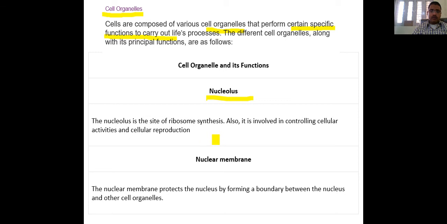Now, the nuclear membrane, already told. The nuclear membrane protects the nucleus by forming a boundary between the nucleus and other organelles, which I already talked about in the previous slides. It is written here as the nuclear envelope. This is the nuclear membrane.